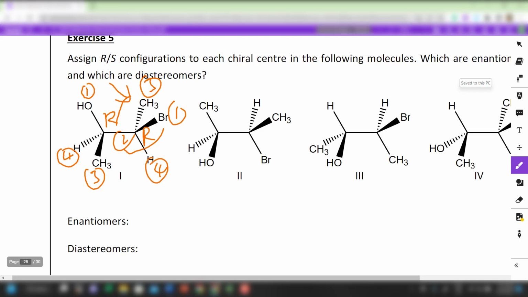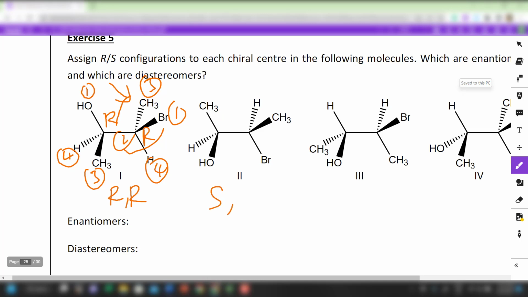Okay, so if we understand that compound 1 is RR, then all we need to do is just to check across 2, 3, and 4. Yeah, so you notice that for 2, right, CH3, let me see, is there any swap in? Yes, CH3 and OH swap in position. Yeah, if we swap in position, it goes from R to S.